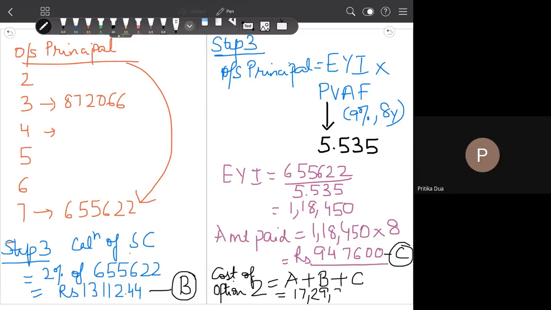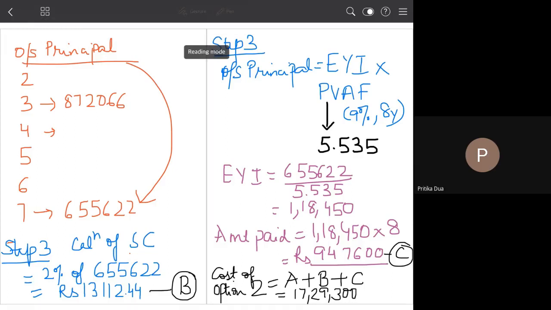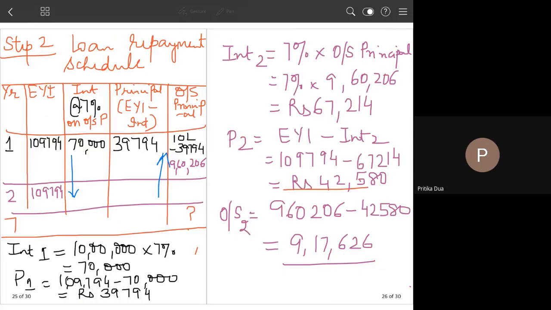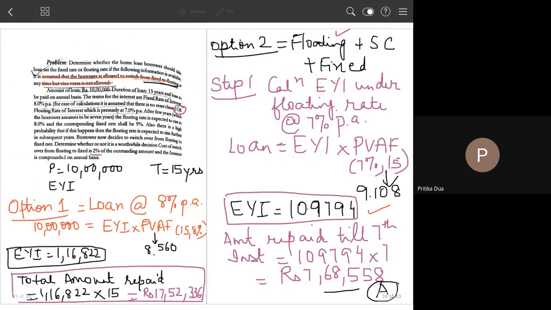Just check. The cost of option 2 is coming to approximately this value, 17,29,300. So there can be a difference because of the table which we are using. But in spite of that, what we see is that option 2 is cheaper as compared to option 1, where you are paying 17,52,336. So you'll give a conclusion to your solution that option 2 with a lower payment turns out to be a better choice for the borrower.